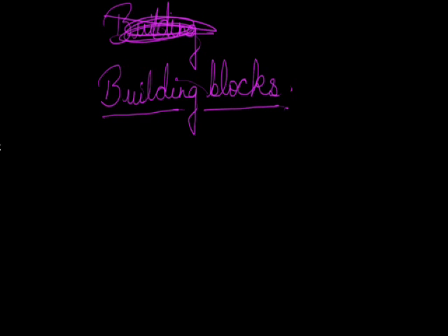Building blocks. Here we are going to discuss the agreement problem, that is, the subject-verb rules for English grammar. Rule one is to make a verb agree in number with its subject. That is, make a pronoun agree in number with its antecedent.